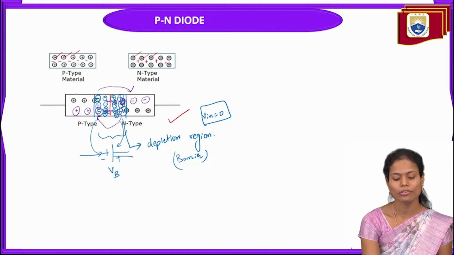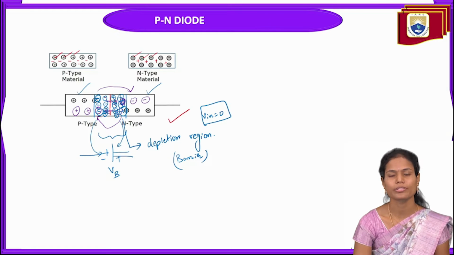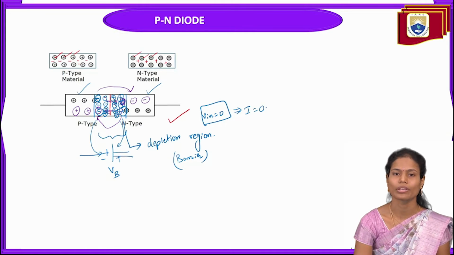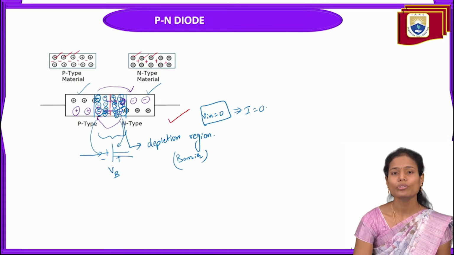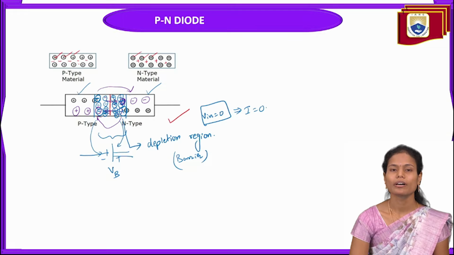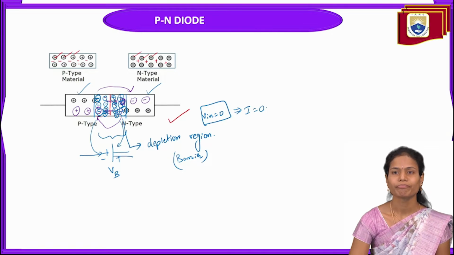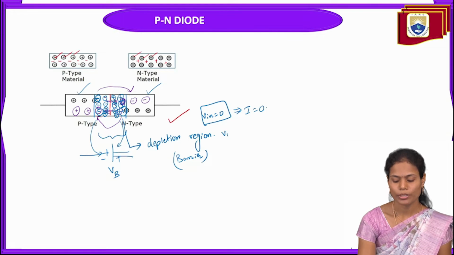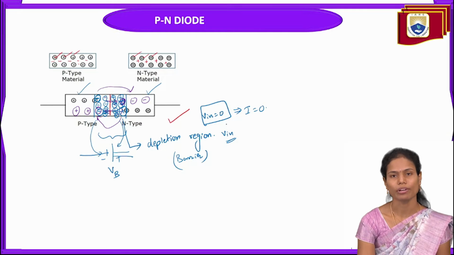That is nothing but an equal number of holes as well as electrons present in the p and n type materials. So in this particular case, there is no current flowing in the device. To make this device conduct, or to make it active, we need to provide some input voltage to the device.